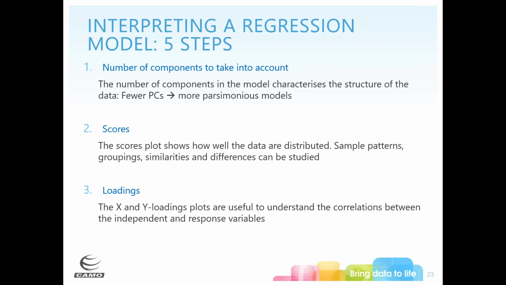So we talked about this a little bit already, but how do you interpret a model? There's 5 steps really that you look at for your model. The first thing you need to do is determine how many components you want to take into account. This is very important because some of your graphs and statistics are very dependent on how many components or factors you're actually going to be using. The fewer components you can use as possible, the simpler the model and the more likely that you are not modeling noise. You want to look at the scores plot, see if your data is nicely distributed, see if there's any sample patterns, groupings, anything like that.